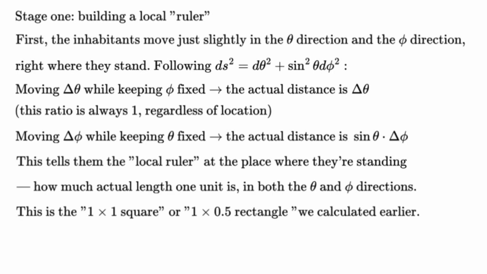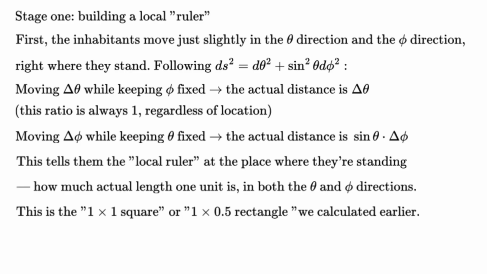Stage 1. Building a local ruler. First, the inhabitants move just slightly in the theta direction and the phi direction, right where they stand, following ds squared equals d theta squared plus sine squared theta d phi squared. Moving delta theta while keeping phi fixed, the actual distance is delta theta. This ratio is always 1, regardless of location.